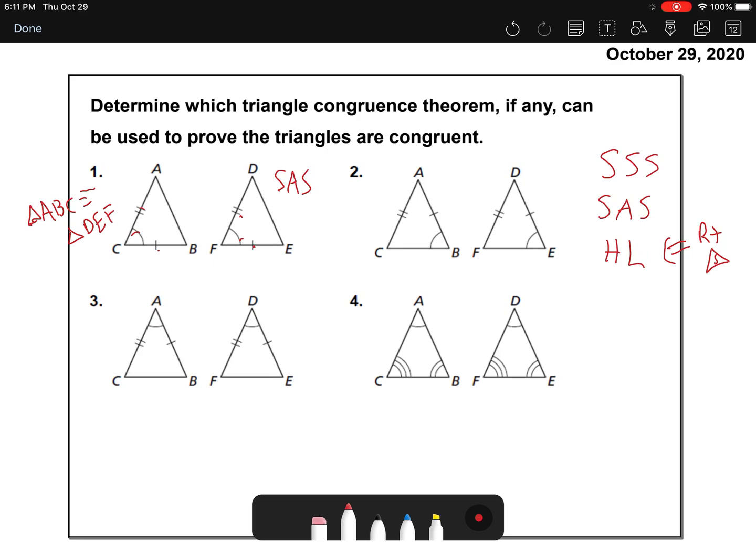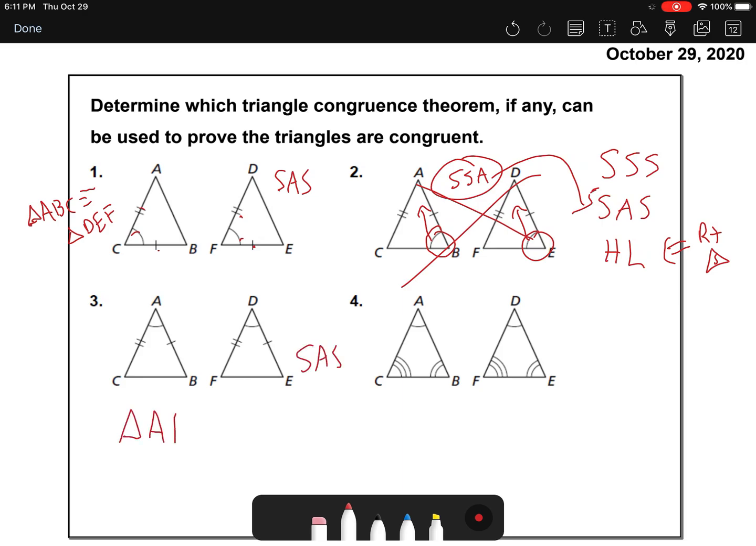What about 2? Well, that looks like side-side angle. Is that equivalent to side angle side? And the answer is no, because the angle is not included. It needs to be up there. So these cannot be proved congruent. How about 3? Yes, side angle side, isn't it? So if I said triangle ABC, that would be congruent to triangle DEF. I'm just matching up the tick marks.